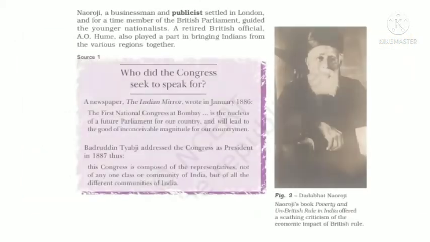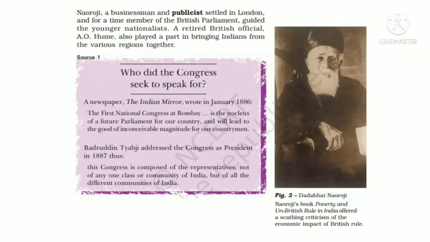Dadabhai Naoroji was a businessman and publicist settled in London and for a time a member of the British Parliament, who guided the younger nationalists. A publicist is someone who publicizes an idea by circulating information, writing reports, speaking at meetings, etc. He was the grand old man of India. He wrote the book Poverty and Un-British Rule in India.